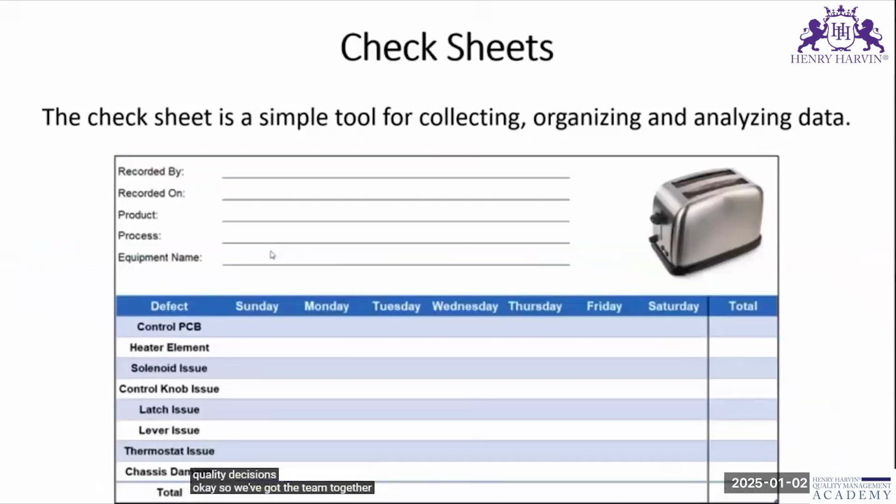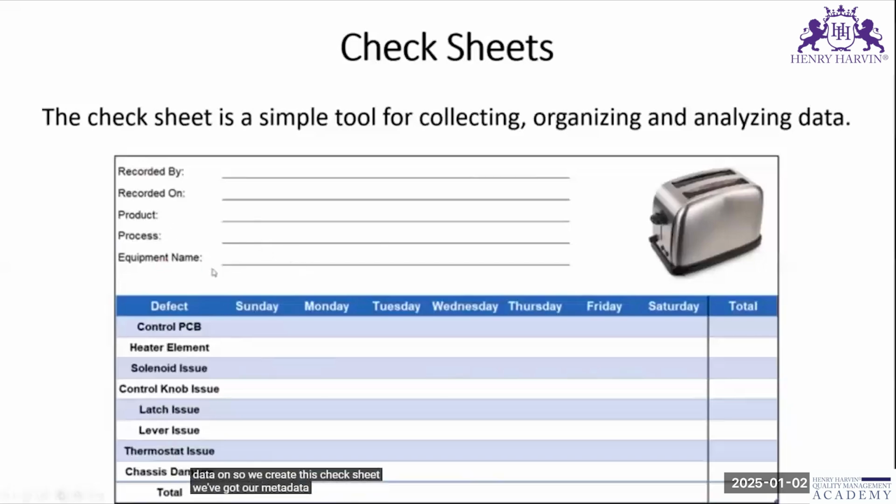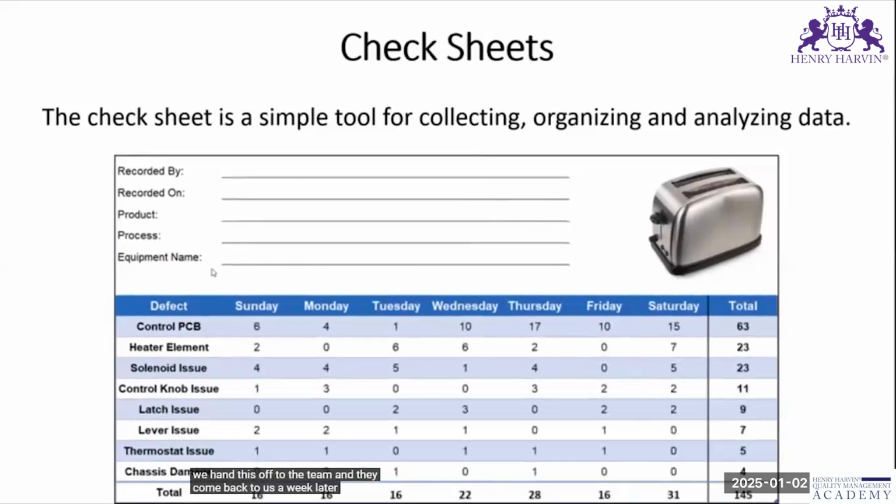Okay, so we've got the team together, and again, we did a little bit more brainstorming. We said, okay, at final testing, we have 8 defects that we want to collect some data on. So we create this check sheet, we've got our metadata here, we hand this off to the team, and they come back to us a week later with a bunch of data. Now, this is fantastic. We finally have some data that we can analyze.